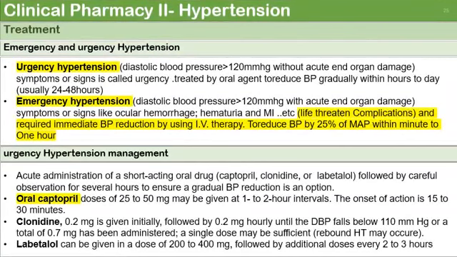Treatment for another case of hypertension, which includes urgency and emergency. Urgency and emergency: it is an elevation of the blood pressure over 180 over 120. If there is end organ damage, it's called emergency, while if there is no acute damage in the organ, it is called urgency. So urgency and emergency are the same, different only in the end organ.